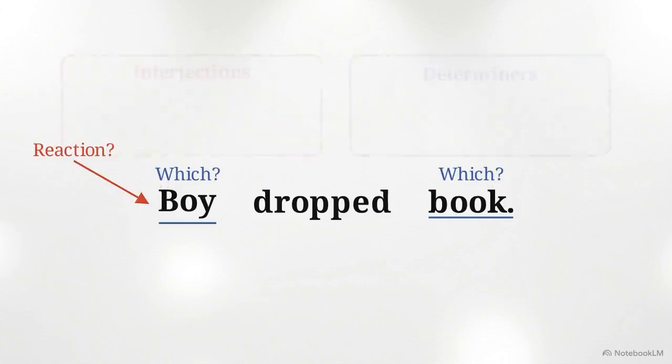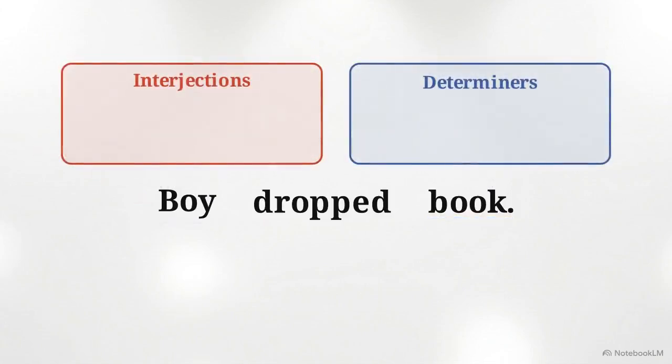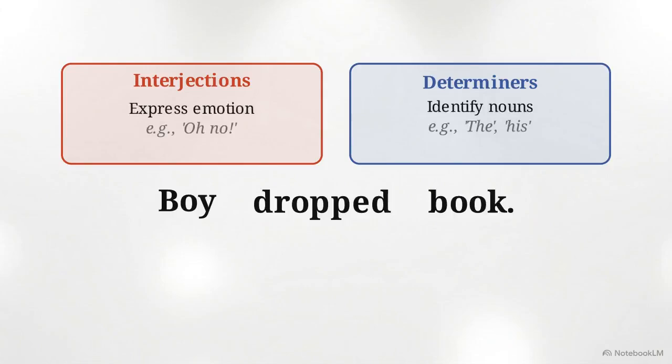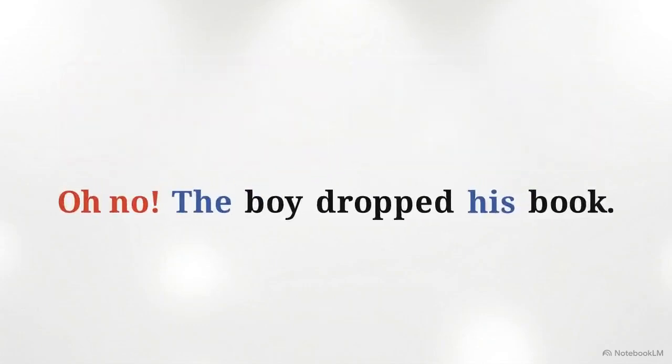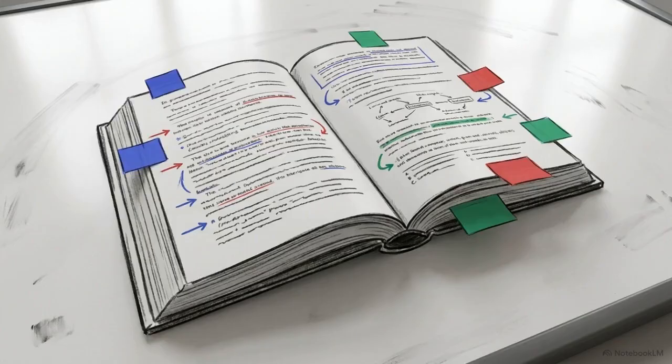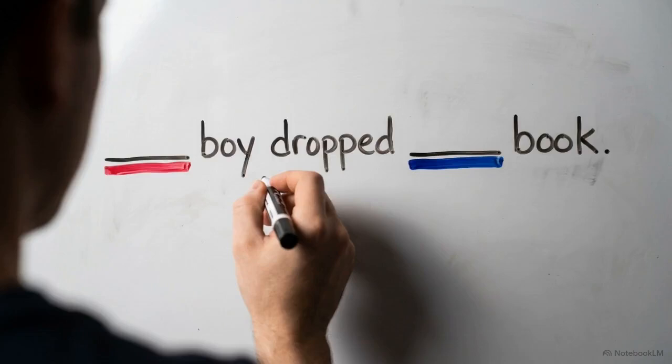To add clarity, we use two specific tools. Determiners are small words placed in front of nouns to identify them. Interjections are words that express sudden emotion. When we plug them in, the sentence expands into, "Oh no, the boy dropped his book." "Oh no" acts as an independent burst of emotion. Then we have the words the and his. These determiners lock directly onto the nouns boy and book, telling us exactly who and what is involved. Grammar categorizes these as minor word classes, but as this example shows, you need them to give your sentences precise meaning and emotional weight.